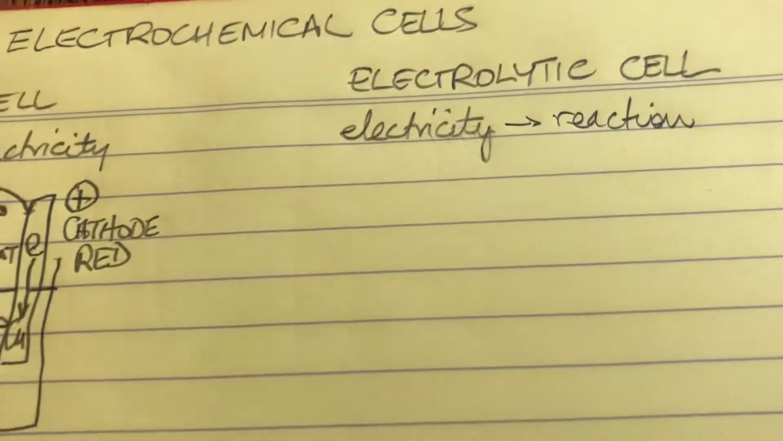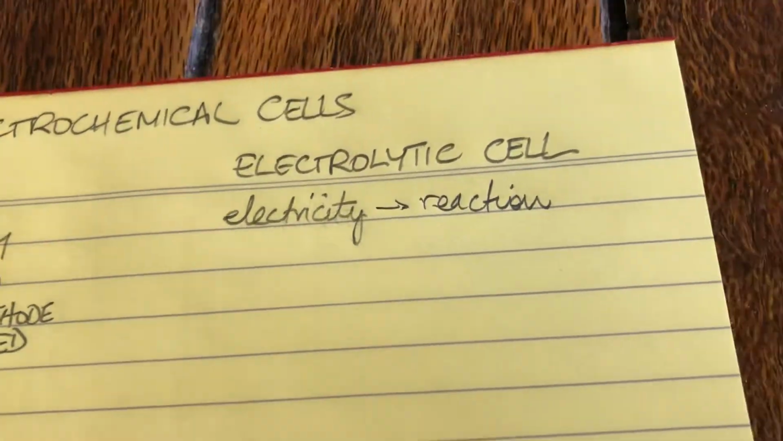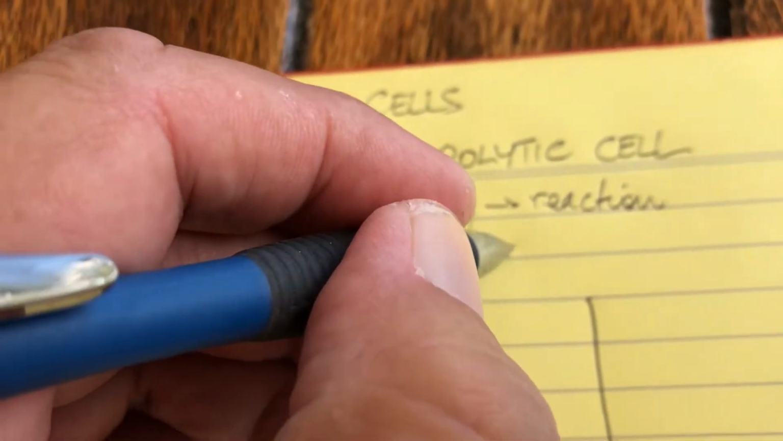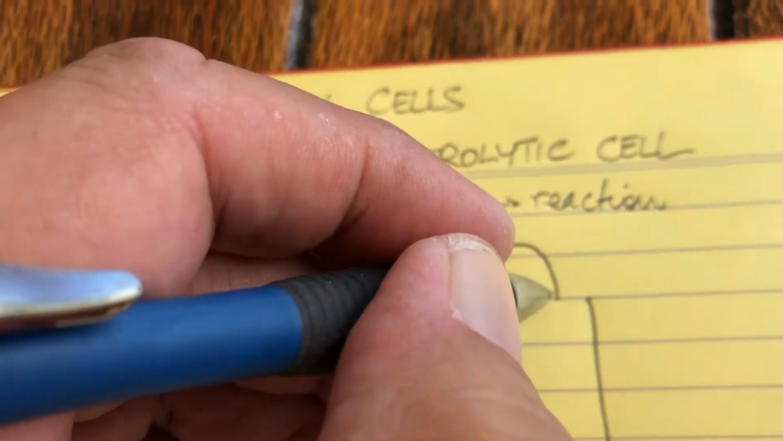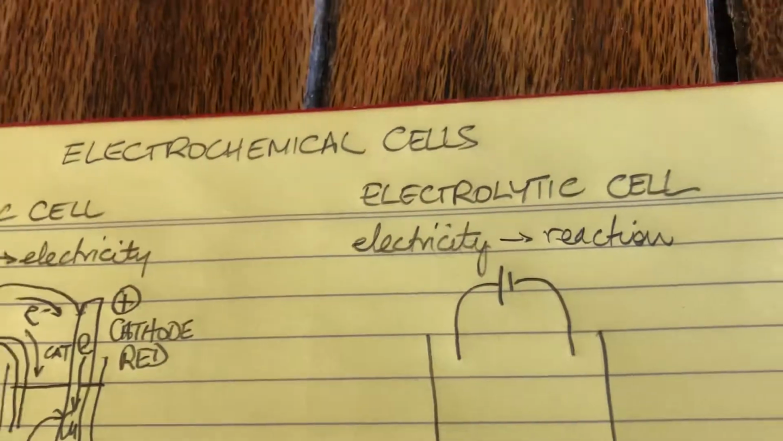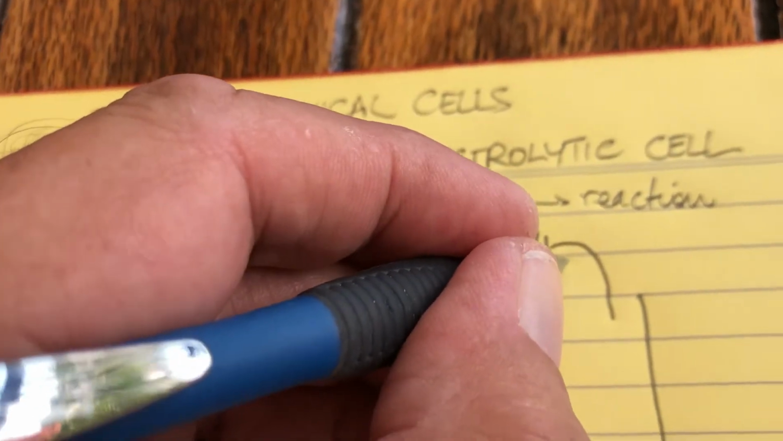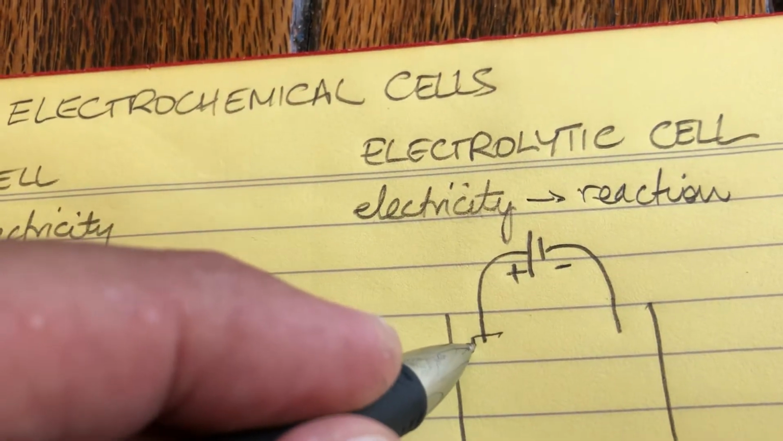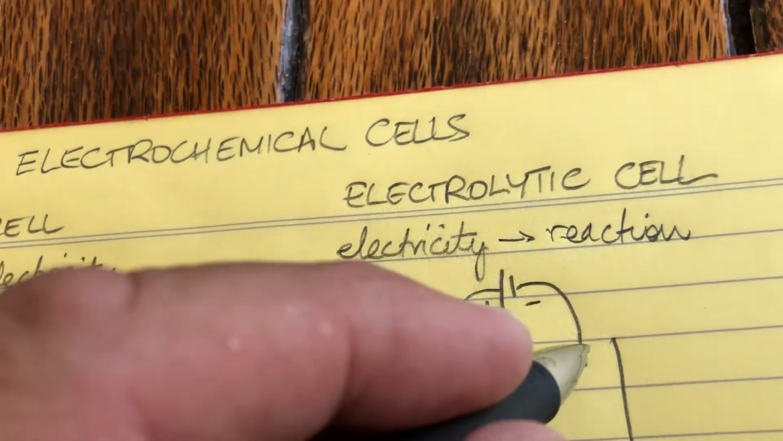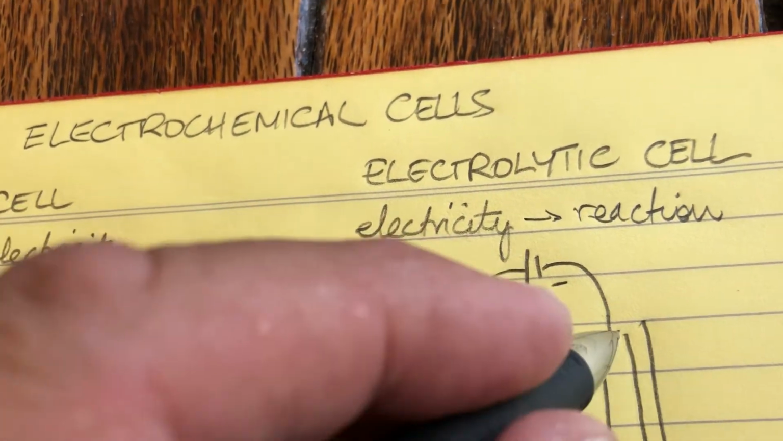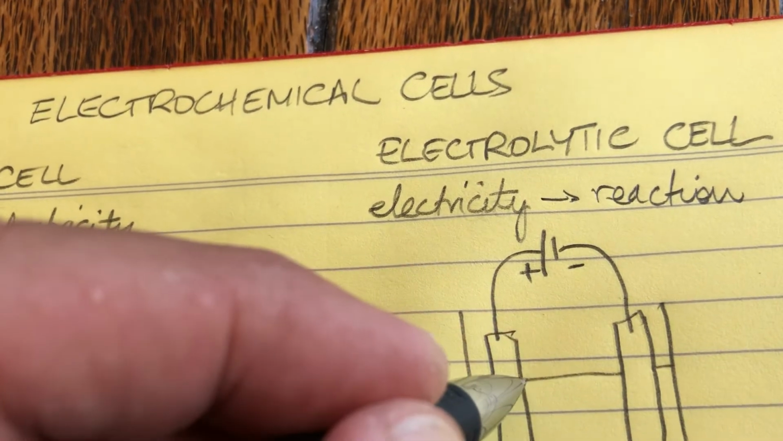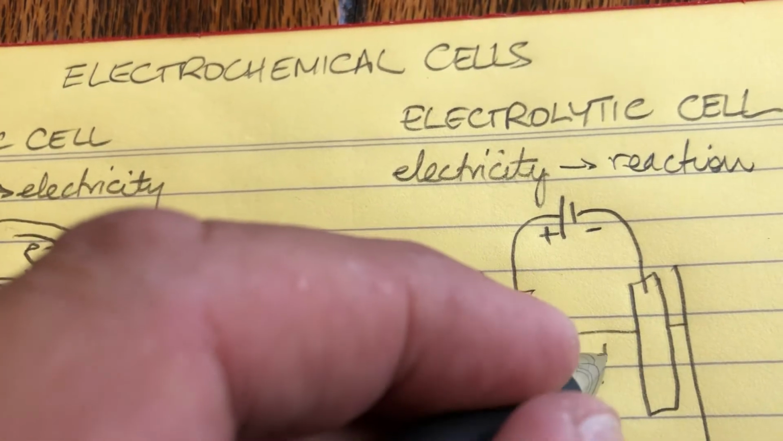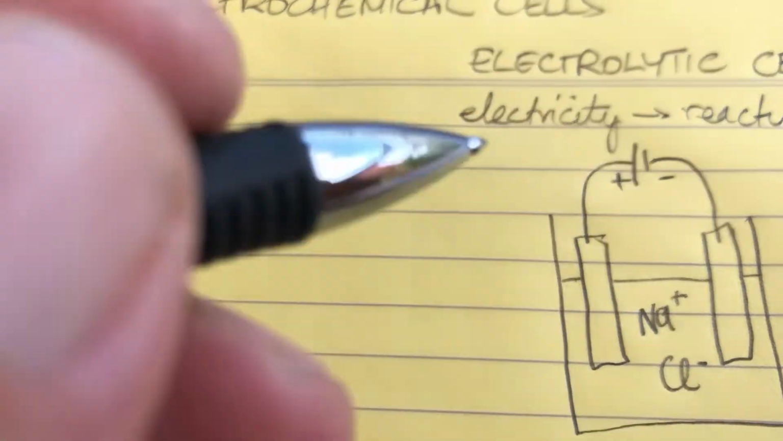Okay. Now, in an electrolytic cell, we start off with the battery, because the battery is used to drive the reaction. The big side of the battery is positive, the little side of the battery is negative, so it looks like that. Now we connect that, for example, to two inert electrodes, and for this example we'll put it in a molten solution, so a liquid solution of sodium chloride, which has sodium ions and chloride ions in it.